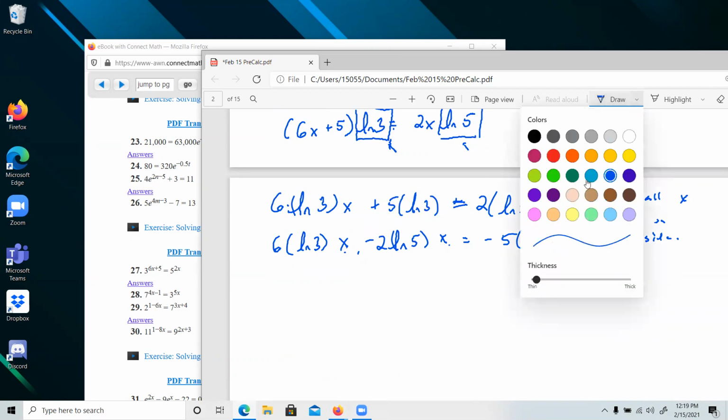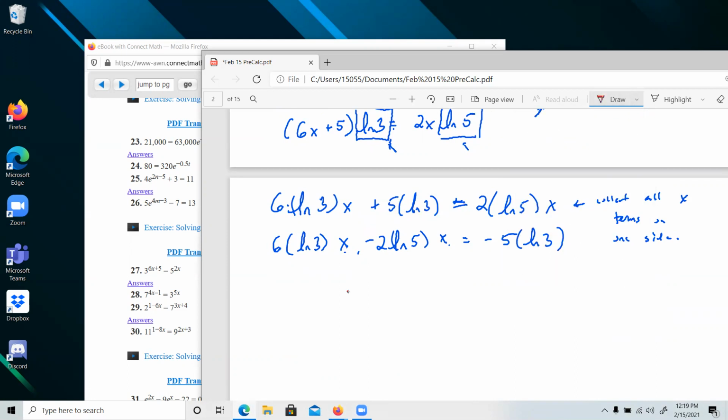All right, so notice there is an x common to both of these terms. That means we could factor out an x. So we could write down x, parentheses, 6 ln 3 minus 2 ln 5, and that is equal to negative 5 ln 3. And then we're just going to divide by this mess here.